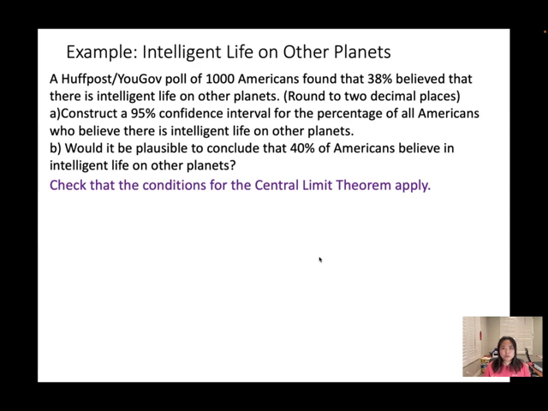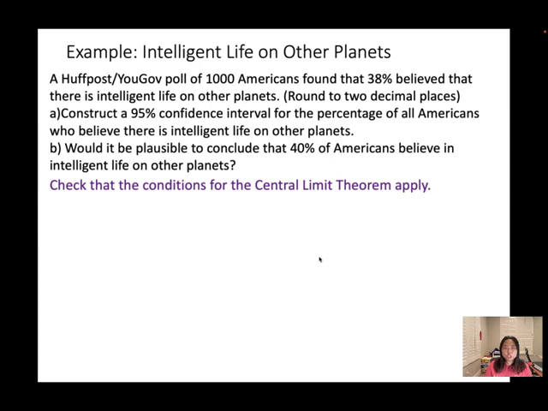So the HuffPost poll of 1,000 Americans found that 38% believe that there is intelligent life on other planets. A. Construct a 95% confidence interval for the percentage of all Americans who believe there is intelligent life on other planets. B. Would it be possible to conclude that 40% of Americans believe in intelligent life on other planets?